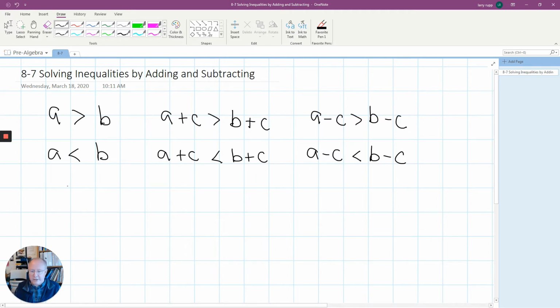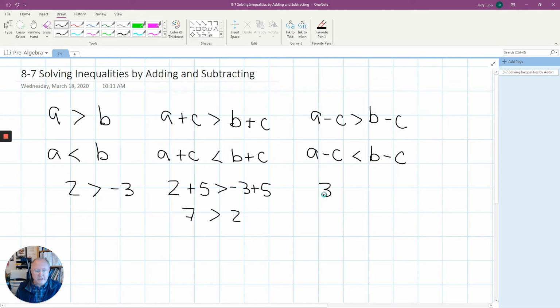Let's just do an example real quick of this kind of thing, where if you started out with 2, which is greater than negative 3, all right? Then if you add 5 to both sides, 2 plus 5 is greater than negative 3 plus 5, okay? So we have 7 greater than 2. That's the true statement, okay? So it holds.